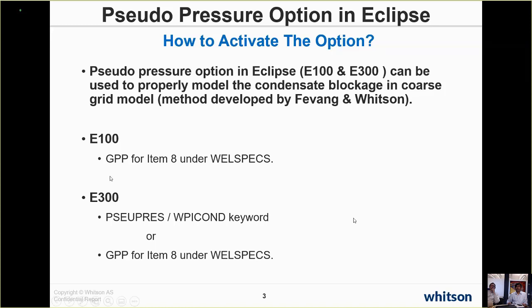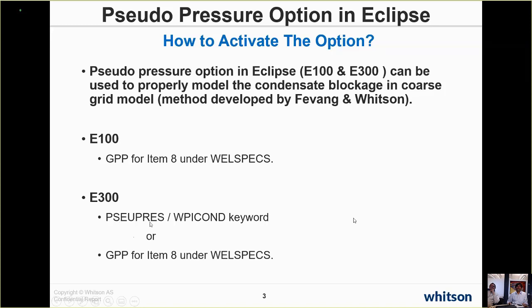In Eclipse 300, we can use the same as whatever we do in Eclipse 100, GPP for item 8 under WELSPEC. But there are two more keywords in Eclipse 300 in addition to this item 8 of WELSPEC. It says or. Does it have to be and? No, it's or. Either we have to use PSEUDOPRESS or WPICON or this one. Either or, not both.